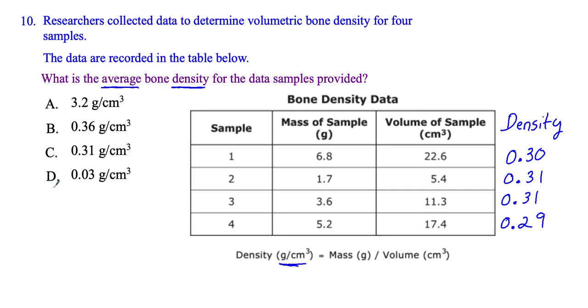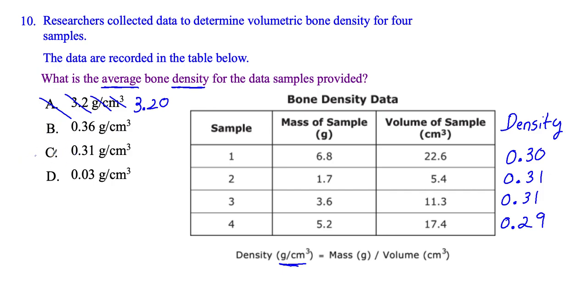Now, before I give you the answer, here's a little trick to help you. Pretend this is money. Pretend this is 30 cents, 31 cents, 31 cents, 29 cents. All these numbers are clustered right around 29 to 30 to 31 cents. Which one of these numbers here is closest to all 4 of these numbers? Well, if this were money, this would be $3.20, and these numbers are not clustered around $3.20. This is gone. If this were money, this would be 36 cents. This is a little better. These numbers tend to cluster, well, not around 36 cents. So I'm going to keep this.